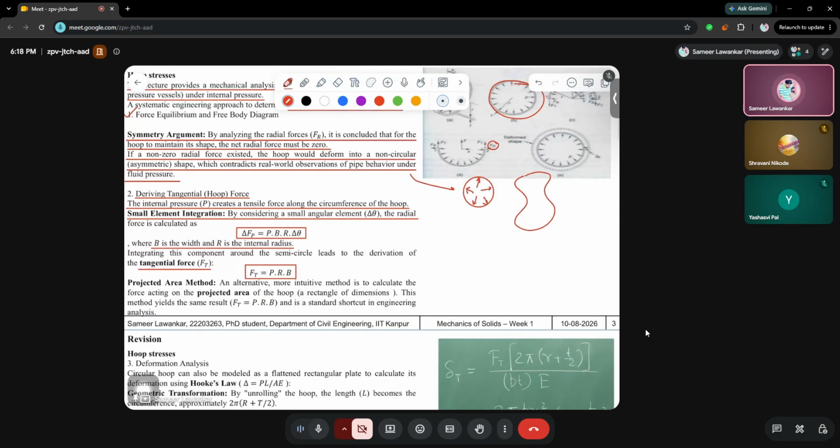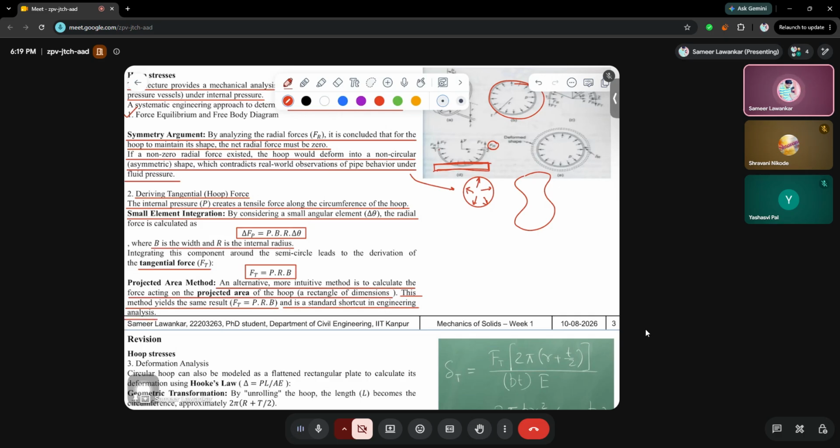Next is the same thing but using the projected area method. An alternative, more intuitive method is to calculate the force acting on the projected area of the hoop, a rectangle of dimensions. If you cut this and find the projection, it is nothing but a rectangle, right? This method yields the same result, that is P into R into B. B is the thickness around, and R is the projected length of the rectangle. It is a shortcut in engineering analysis.